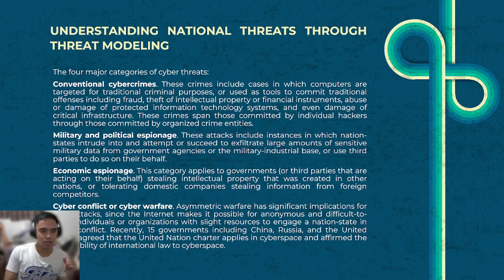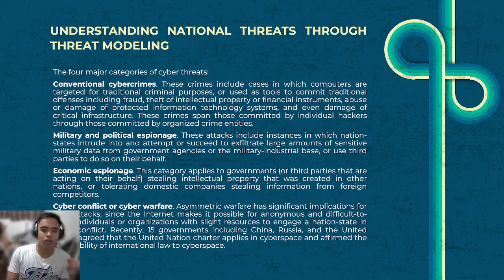Understanding national threats through threat modeling. The four major categories of cyber threats. First, conventional cybercrimes. These crimes include cases in which computers are targeted for traditional and criminal purposes or used as tools to commit traditional offenses, including fraud, theft, theft of intellectual property or financial instruments, abuse or damage of protected information technology systems, and even damage of critical infrastructure.